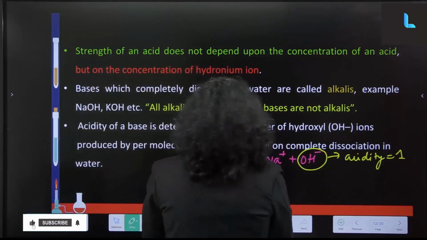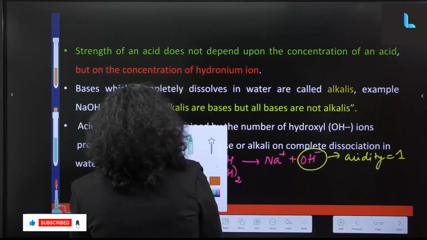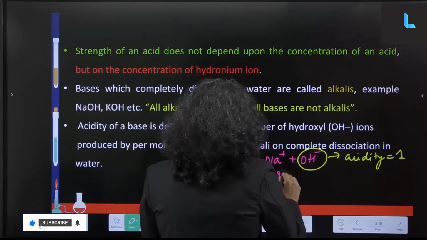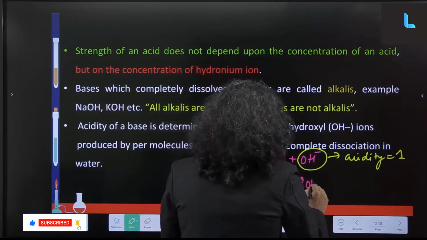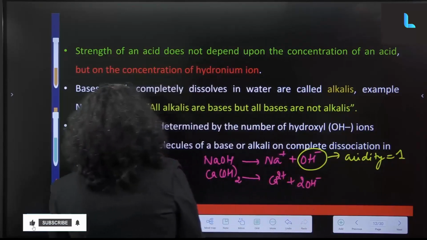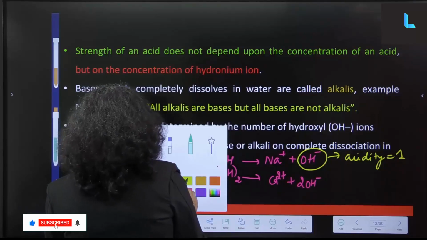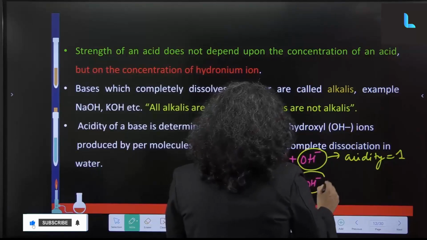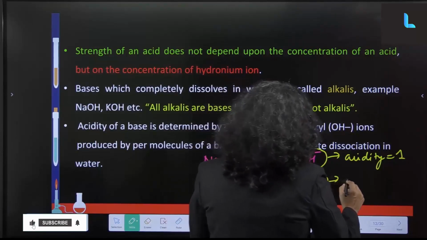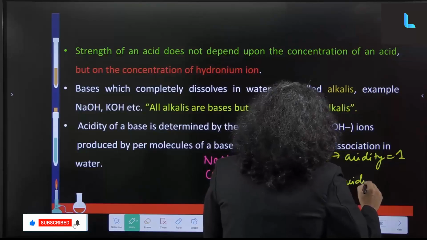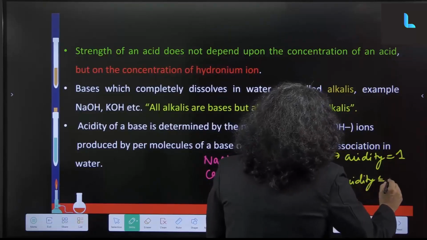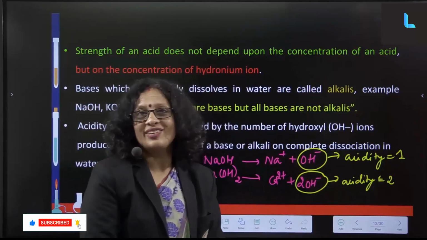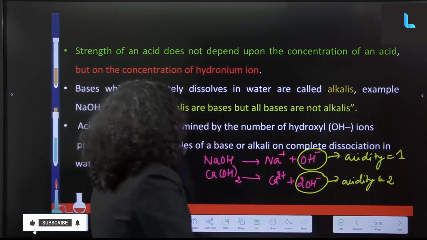Okay. Now if we say this another substance, calcium hydroxide, it will break as Ca2 plus and 2 OH minus. So how many OH minus ions are we getting here? That is what decides the acidity. So acidity here is 2. Okay. So this is called monoacidic, this is called diacidic, like this. Okay.